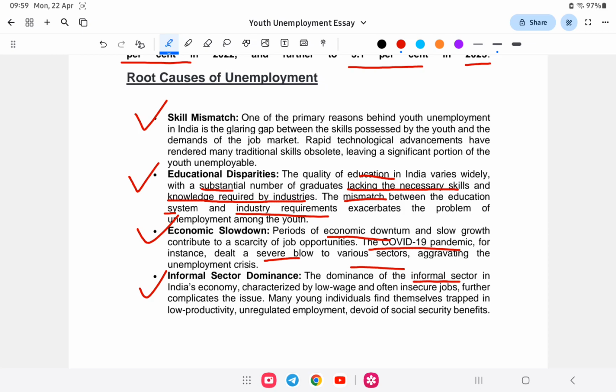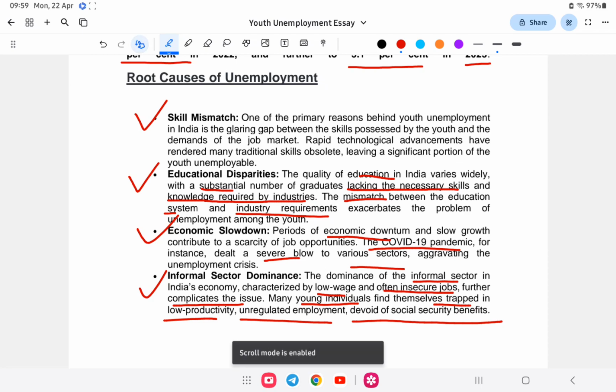So the dominance of the informal sector in India's economy, characterized by low wages and often insecure jobs, often complicates the issue. Many young individuals find themselves trapped in low productivity, unregulated employment and devoid of many social security benefits. So these are some of the root causes of unemployment among the youths.